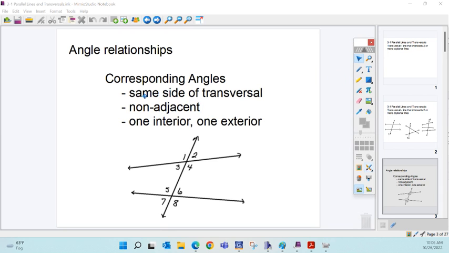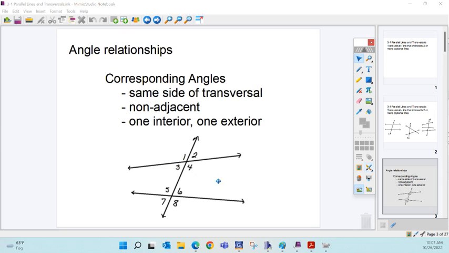All right, so first of all, corresponding angles are on the same side of the transversal. So if this is the transversal, an angle that would correspond with one would have to be on the same side as where one is. They also have to be non-adjacent. That means they can't be next to each other. So 1 and 3 can't be corresponding angles.